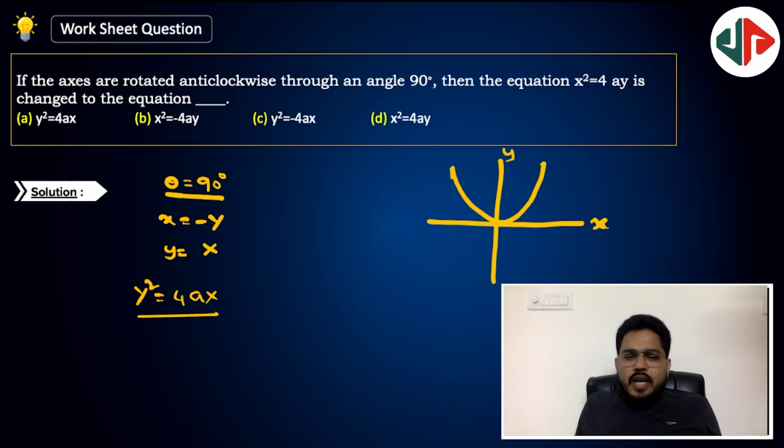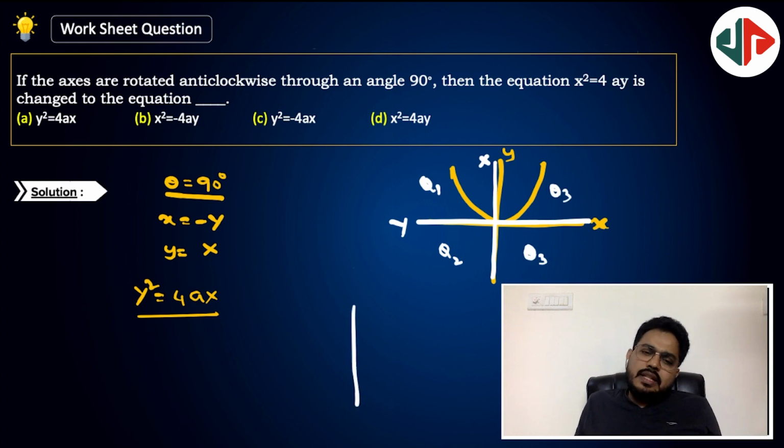Now when the coordinate axis is rotated through an angle of 90 degrees, this x-axis will come here. This will become the capital X-axis and this will become the capital Y-axis. This is quadrant 1, this is quadrant 2, this will be quadrant 3 and this is quadrant 4. So now if you look at here, this is very simple, x to y. So the diagram is like this.